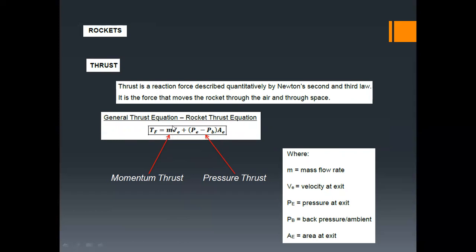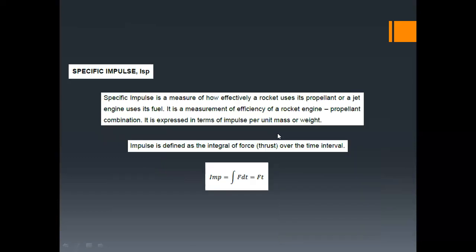The first part of our equation is the momentum thrust, and this is the pressure thrust. So try to remember, for example, if I ask you to find the momentum thrust or the pressure thrust, you know where it is in the rocket thrust equation. Okay? And then, we have specific impulse.